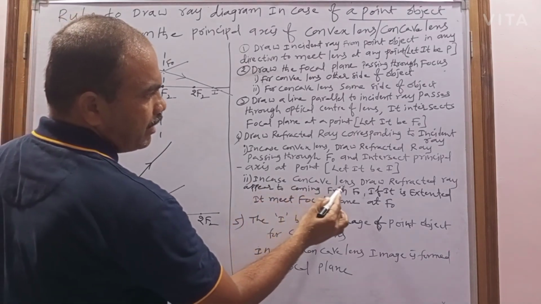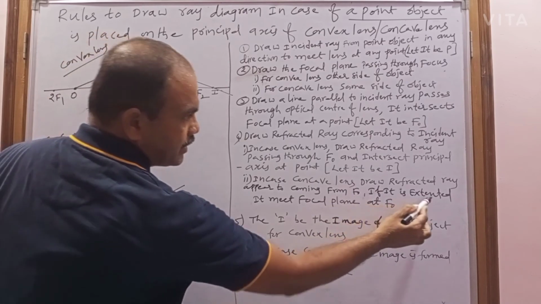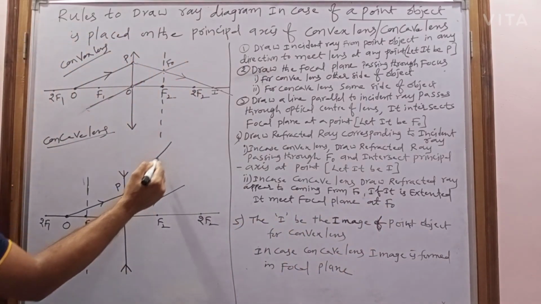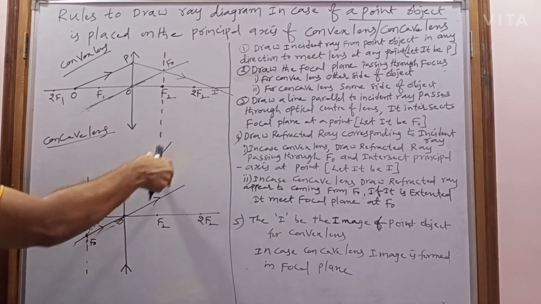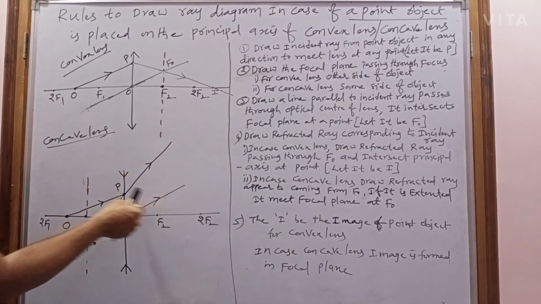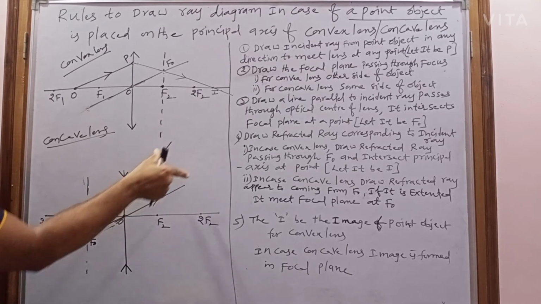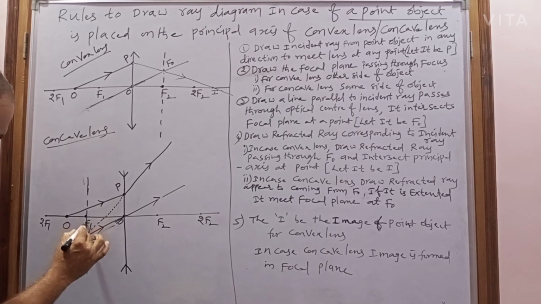In case of the concave lens, draw the refracted ray so that it appears to be coming from F0. If it is extended, it meets the focal plane at F0. When it is extended, what is happening? It meets the focal plane again at F0. So when these two rays are extended, the line which is parallel to the incident ray and the refracted ray drawn for the incident ray, they are intersecting at F0.